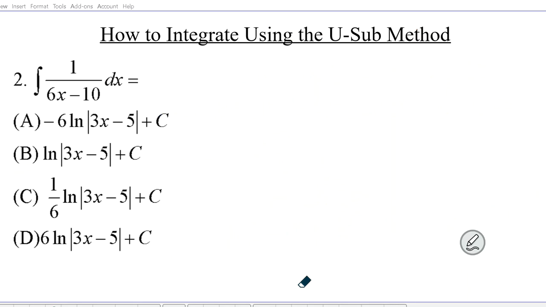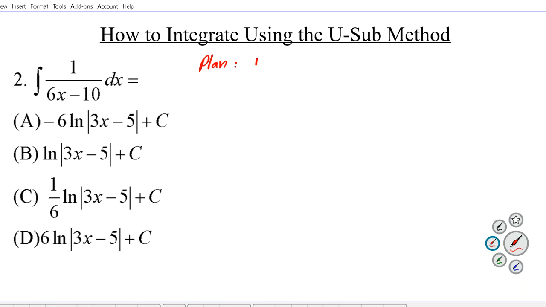Alrighty, let's take a look at problem number 2. In question 2, we've been assessed on how to find the indefinite integral using the U substitution method. Let's go over what our plan of attack is for this problem.